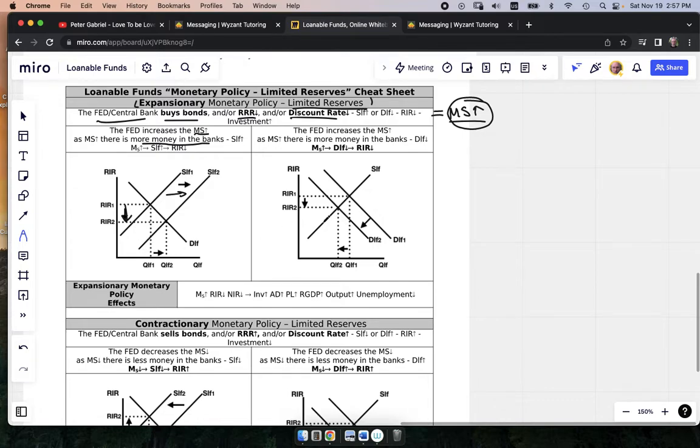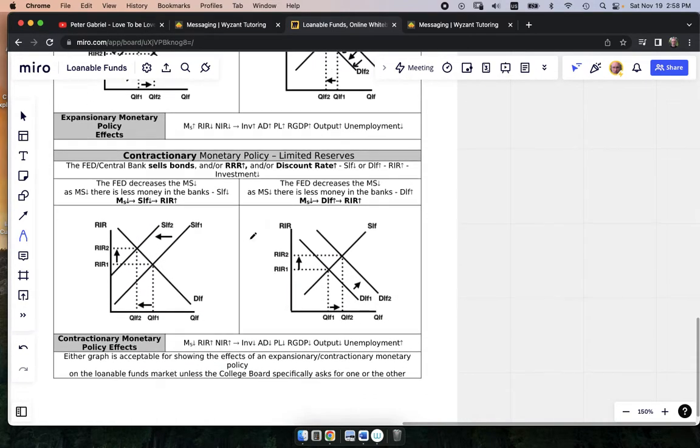Or we can recognize if there's more money in the system, that also must imply that there's got to be relatively fewer people taking money out of the banks, or there's less demand. Notice what's important here is showing that real interest rate going down, right? So more money in the system implies more supply of loanable funds, or you could have also shown demand for loanable funds shifting to the right.